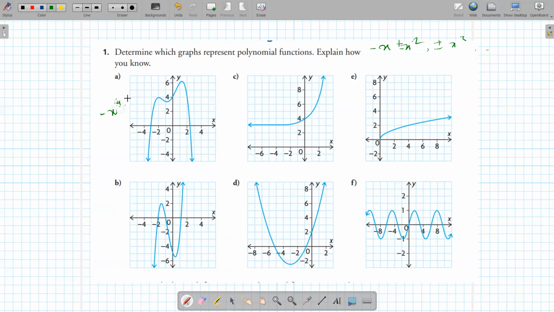The name for degree 4 is like how 2 is a quadratic. Power 3 is called cubic. These are just names. This is called quartic. So this is a degree 4 polynomial that's opening downwards. What about B? Is that a polynomial? Yes, it is. 1 turning point, 2 turning points, okay?